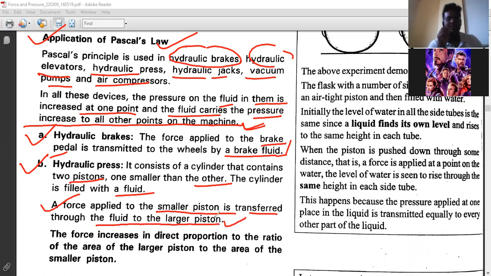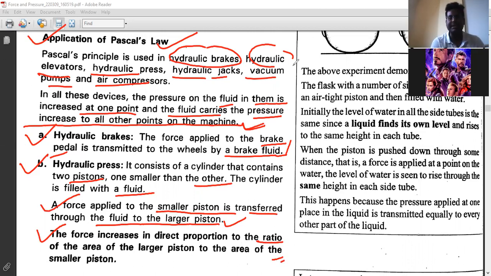So when a small force is applied to the smaller piston, it will provide the same pressure on the other side at the larger piston, right? This is the main application of Pascal's law. The next point is that the force increases in direct proportion to the area of the larger piston, right?